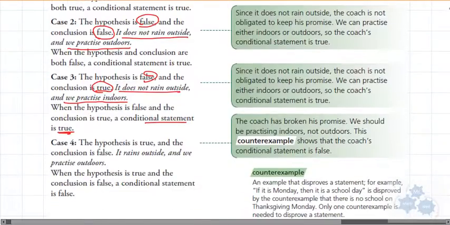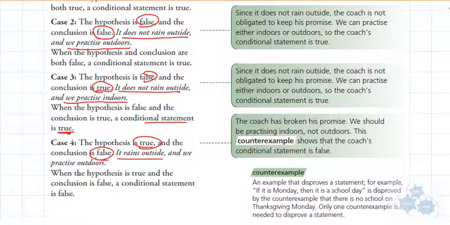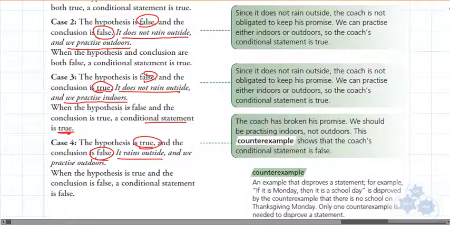So here's the case where the conditional statement would not be true, right? If it rains outside, so the hypothesis is true, but the conclusion is false, and that makes sense, right? If this happens, then I'm not going to do what I said I would do. Then the statement is a false statement, right? The coach is a liar, sort of thing. So when the hypothesis is true, that means it's raining outside, but the conclusion is false. We practice outdoors. That's a clear violation of the original statement, right? So the original statement is false then.